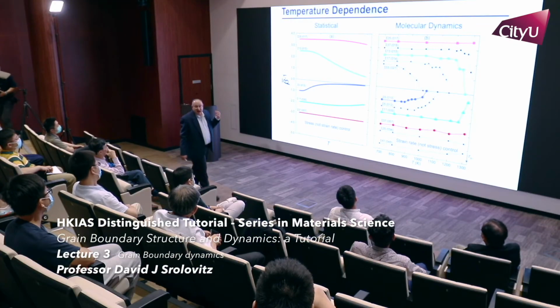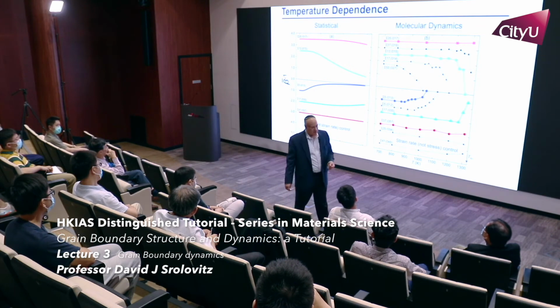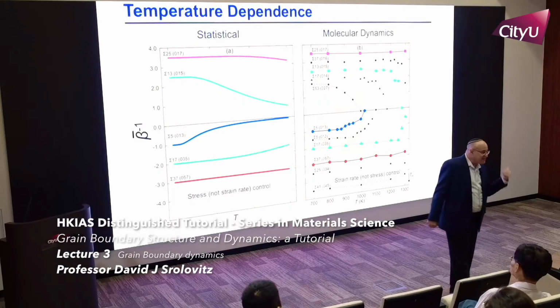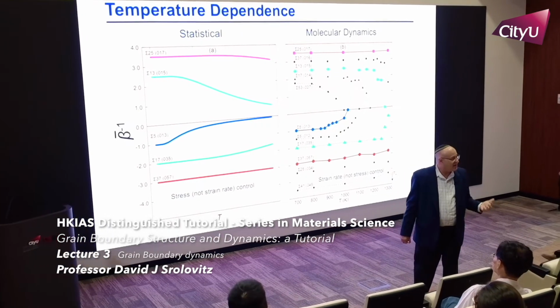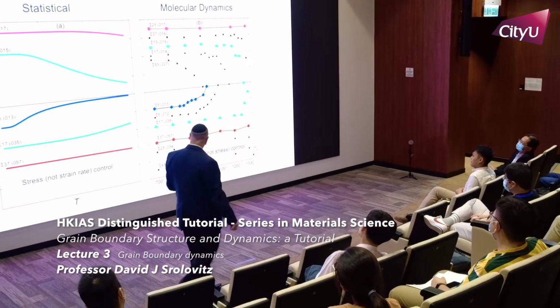The point is, I can predict at what temperature any grain boundary should slide, okay? Because it just comes from the disconnections and the energy spectra of those disconnections, okay?